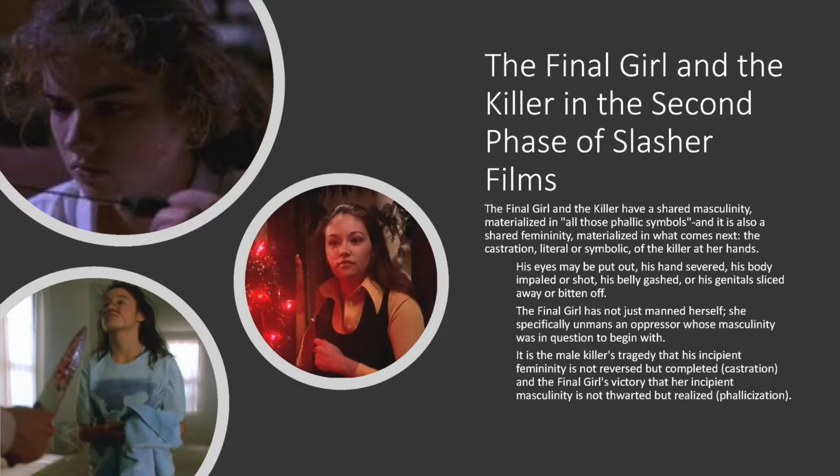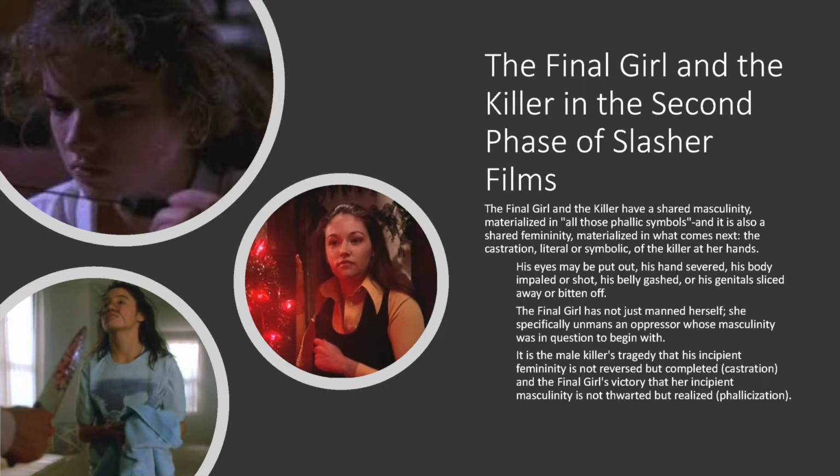what's important in these films is, first, the final girl and the killer have something in common. They have this shared masculinity that's materialized in all those phallic symbols, like the knives and things like that, and also a shared femininity that's materialized in what comes next: the castration, literal or symbolic, of the killer at her hands. Things that she might do that are symbolic castration might include putting out his eyes, cutting off his hand, impaling his body or his belly, or even slicing or biting away his genitals.